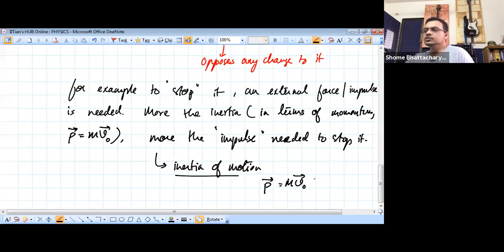So for example, two blocks having the same velocity, but one having greater mass than the other has more inertia. Even though the velocities are the same for the two blocks, the heavier one will have more inertia. Therefore, it will require a larger amount of impulse to stop it. Or two blocks of same mass, but moving with different velocities. The one having the larger magnitude of velocity will have more inertia. So in order to stop it, we require a larger amount of impulse.